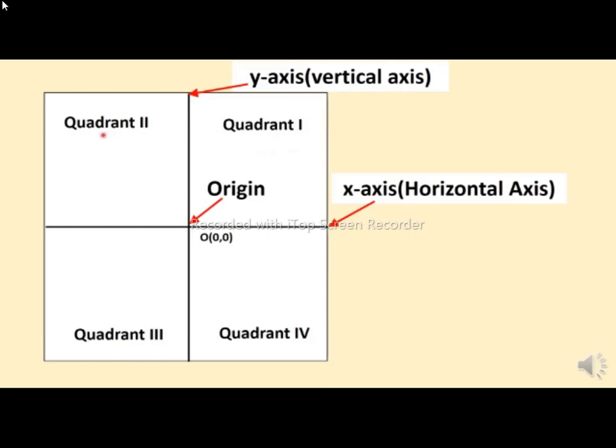The second quadrant is on the top left. Third quadrant is the bottom left. And the fourth quadrant is in the bottom right. The point where both the x-axis and y-axis meet is called origin. Because x is also known as a run and the y-axis is also known as a rise. So in the origin there is no run and no rise. So that's why their x and y points are 0, 0.